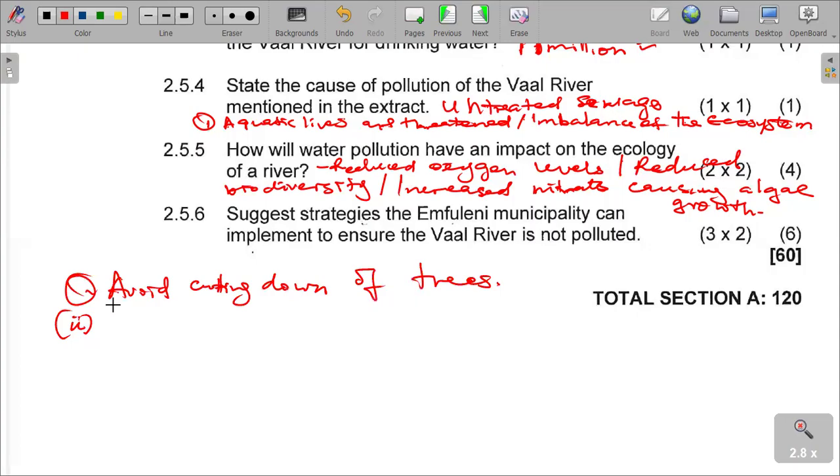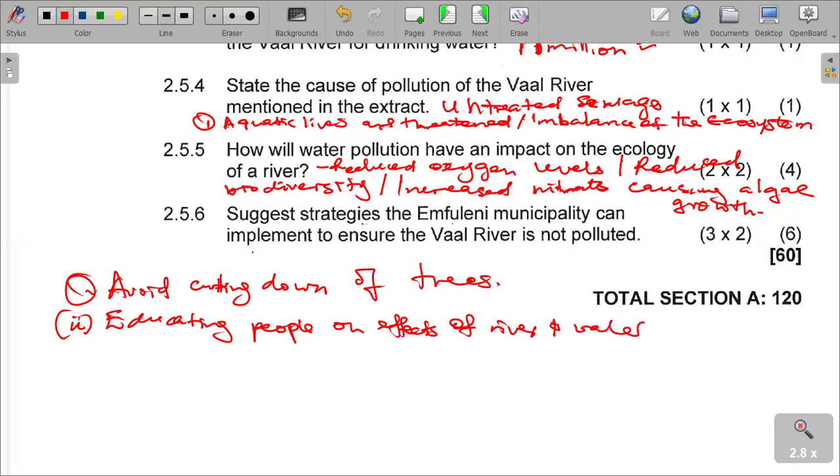Number two, we can talk about educate public and people on the effects of river and water pollution. Educating people on effects of river and water pollution. People must know river and water pollution. If people understand this, education is the best way of solving problems.